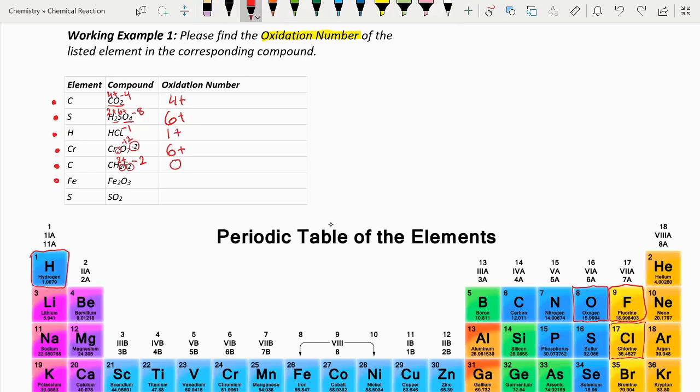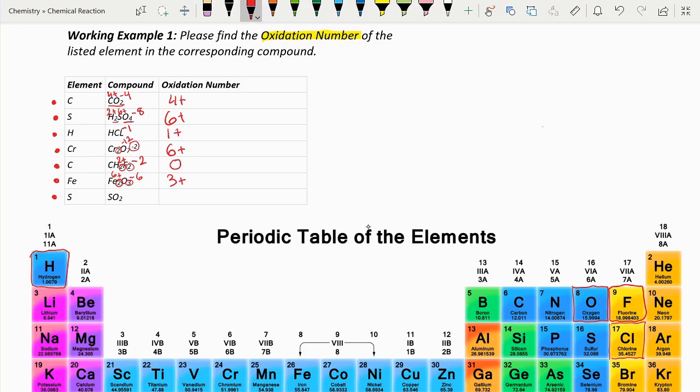Now let's do our next example. So this is the element iron in the compound iron oxide. And iron oxide is made up of iron and oxygen. So iron is a transition metal, and as I said before, transition metals can have any oxidation number. So we already know that for every oxygen atom, we need to give 2 electrons, and there are 3 oxygen atoms, so you would need to give 6 electrons. So that would mean that iron would have to give those 6 electrons. And there are two iron atoms, which means that they would have to split it, and the oxidation number would be 3. Now let's do our last example.